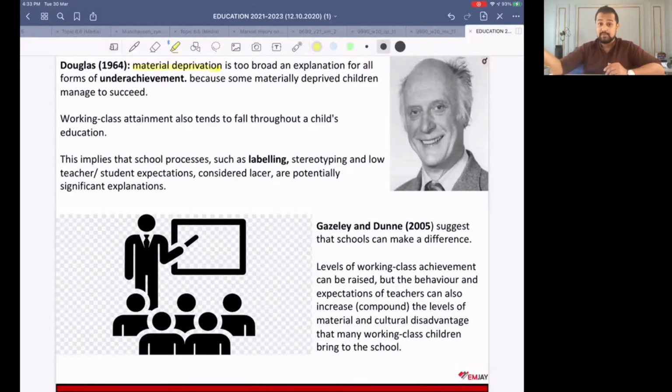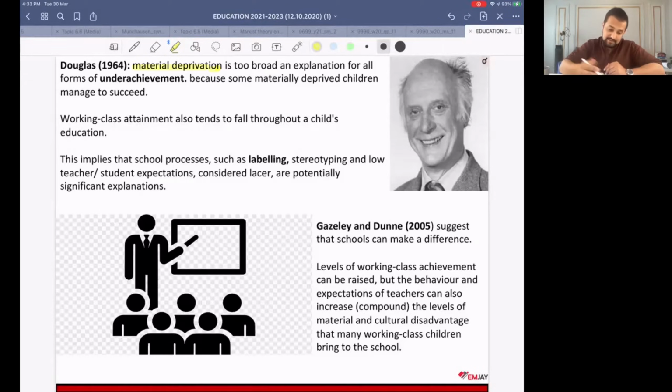Likewise, we could speak about stereotyping, how stereotyping plays its role, how labeling and stereotyping work. Low teacher expectations of students: if the teachers do not have high expectations of pupils from the working class, that can affect their education attainment.